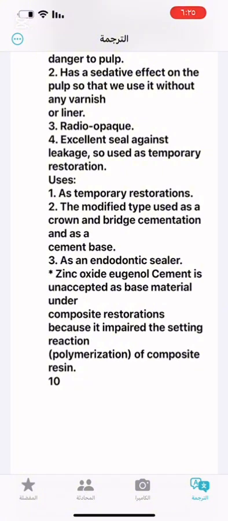Zinc oxide eugenol cement is not accepted as a base material under composite restorations because it impairs the setting reaction, the polymerization of composite resin. 10.